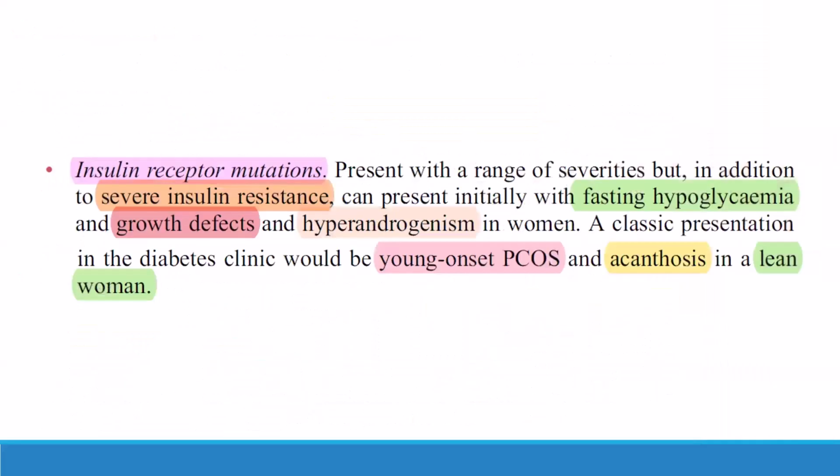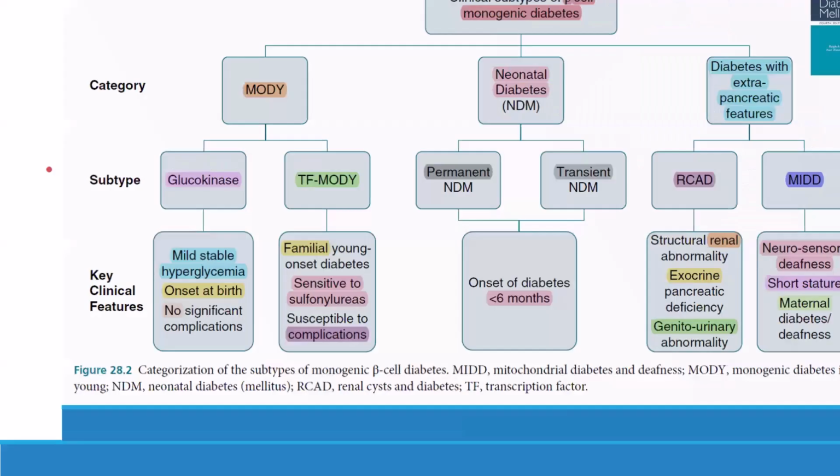Another form, and this is the last form, is insulin receptor mutation. It is a severe insulin resistance presenting with fasting hypoglycemia, growth defect, hyperandrogenism, young onset polycystic ovaries, and acanthosis nigricans in a lean woman. And actually, in the previous exam, no question was asked about the insulin receptor mutation.